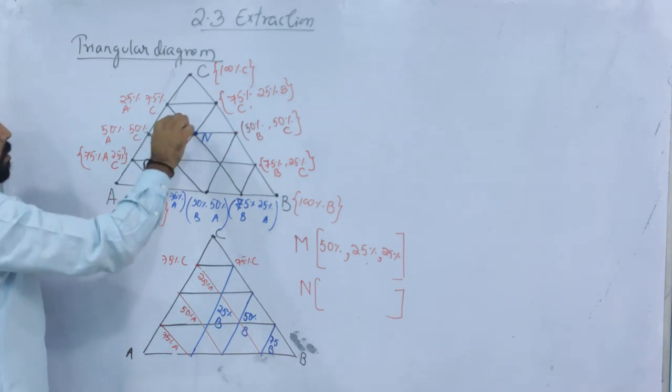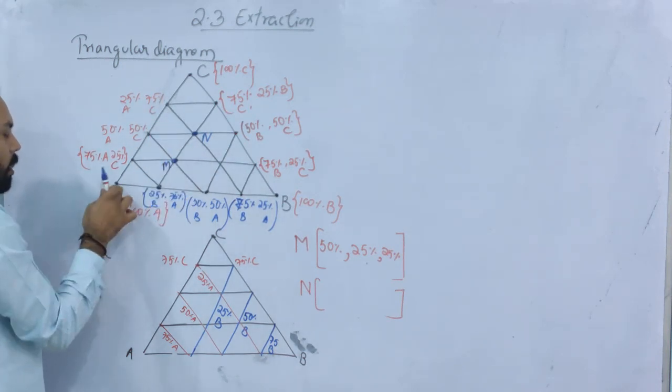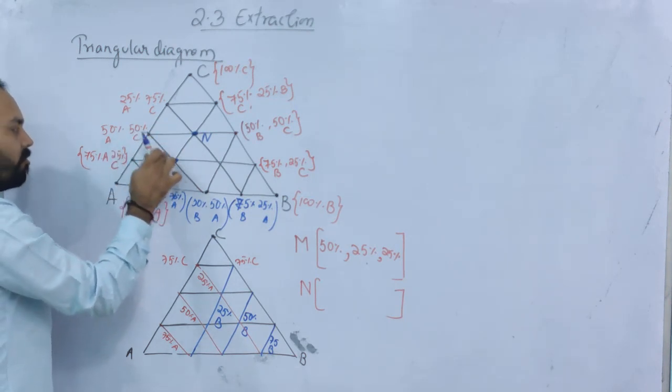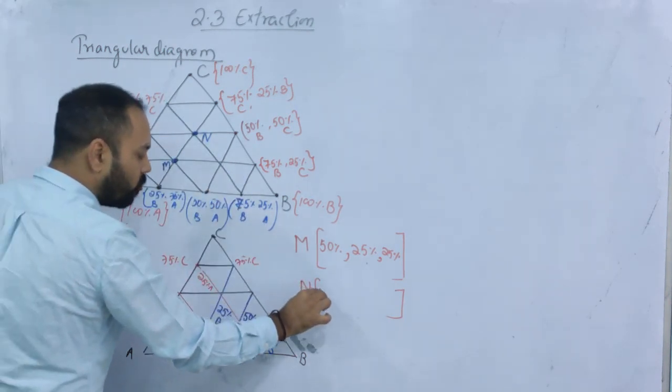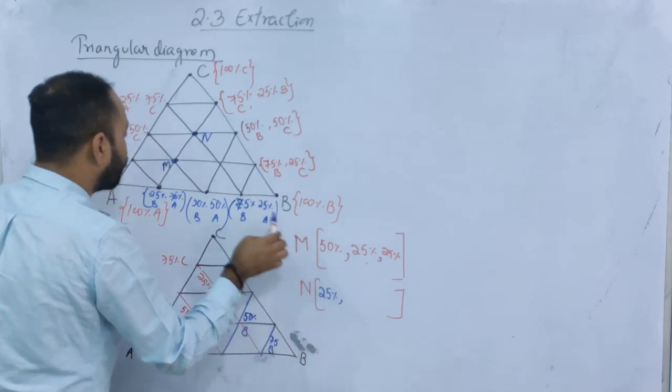Okay. Now, this line. Let us talk about A. So this is 100% A, 75% A, 50% A, 25% A. So it must be 25% A.